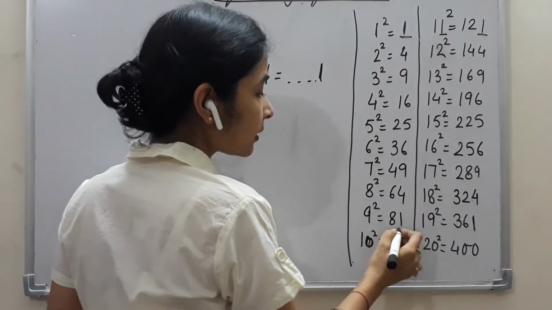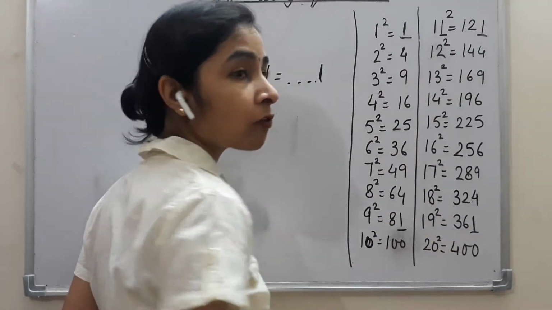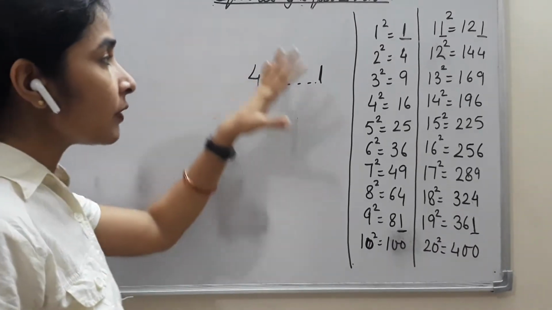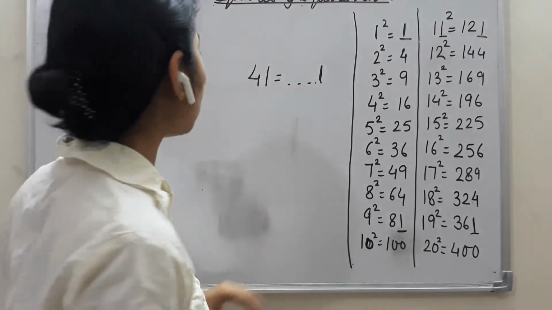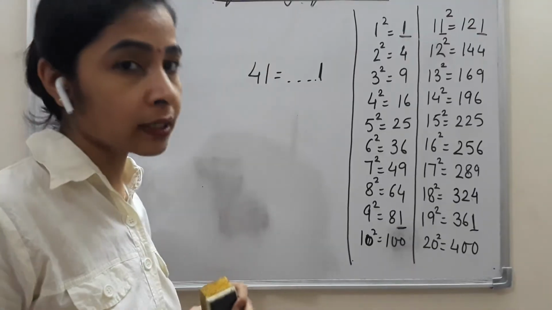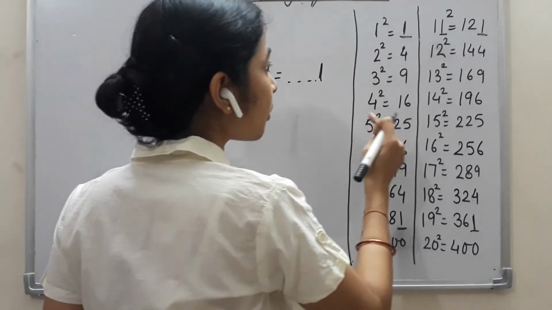Let's see the squares, the square of 9. So what do we observe here? First thing we observe, if we go through the numbers, is that the numbers are categorized into even and odd numbers. So first thing, what do we observe here?